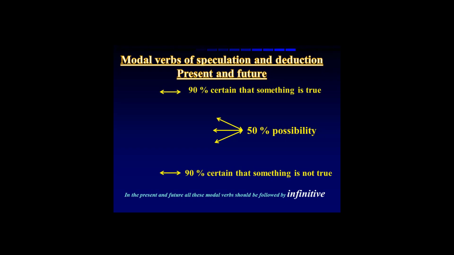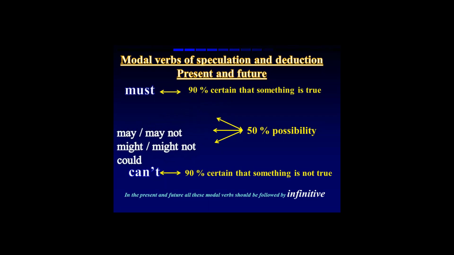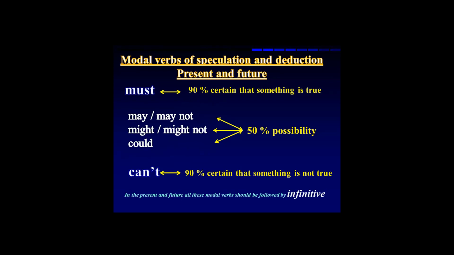If I'm 90% certain that something is true, I should use the modal verb must. Good. But if I'm 90% certain that something is not true, I use what? Can't. If there is a 50% possibility that something is true or not, I should use one of these modal verbs, which are may, might, and could. May and might can be used in the negative form, but could cannot be used. In the present and the future, all these modal verbs should be followed by the infinitive.